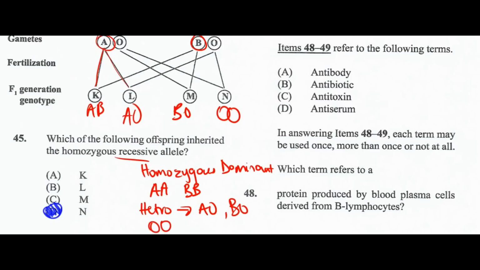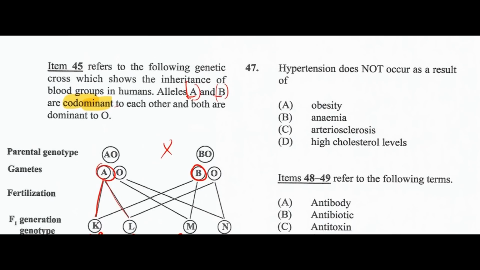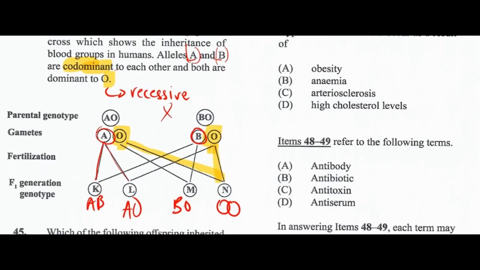We're told that A and B are dominant over O, so O would be the recessive allele, right? So to be homozygous recessive, you need both O's from both parents. You'll take one O from your mother here and the other O from your dad here. And unfortunately, N did that. So that would mean that whatever disease that allele O codes for, given that it's an autosomal recessive disease, child N would have the disease.